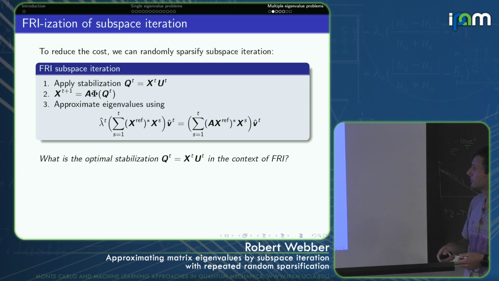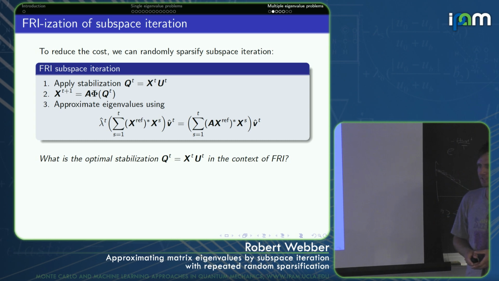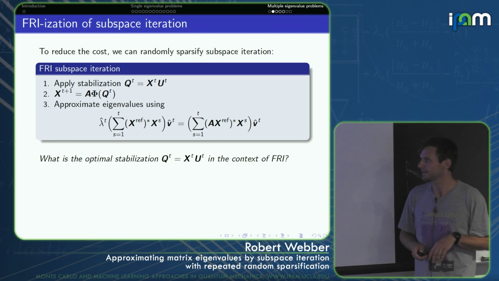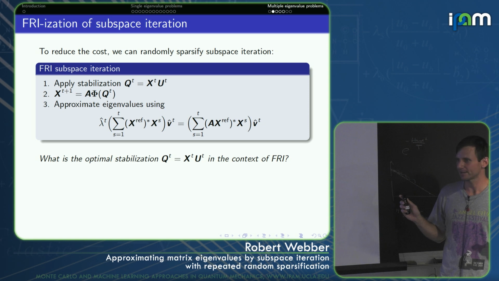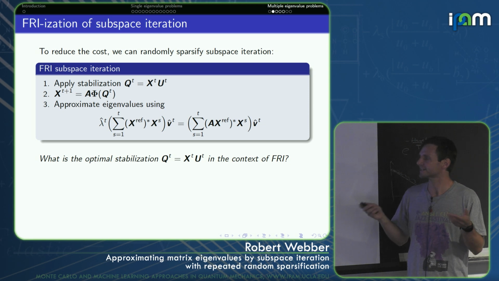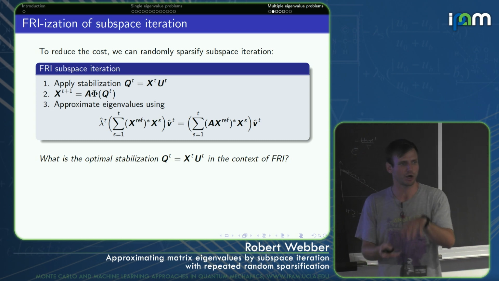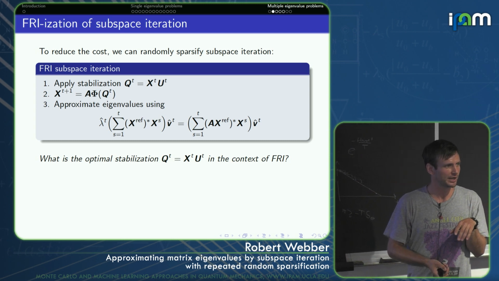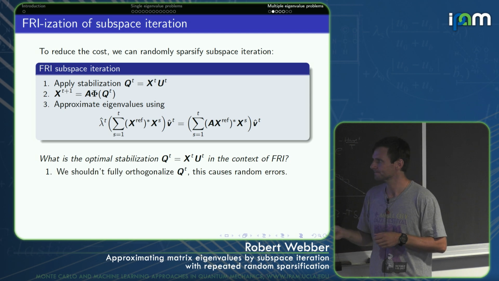The question you might ask is, what is step 1? I've changed the language a bit. Before I was fully explicit, I said do a QR factorization and grab the Q factor. Now I'm using softer language, stabilization. And I'm just saying QT is XT times some UT matrix. Okay, so the span of the columns is not changing, but the columns themselves, are they orthogonal? Are they nearly orthogonal? Do they have different Euclidean norms?